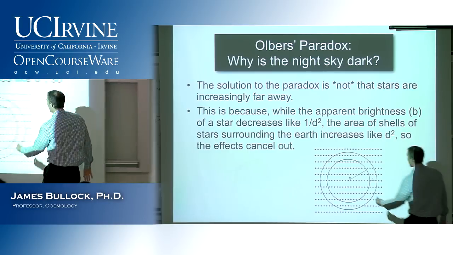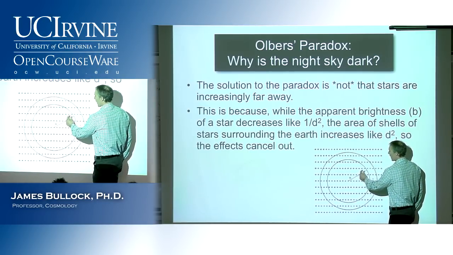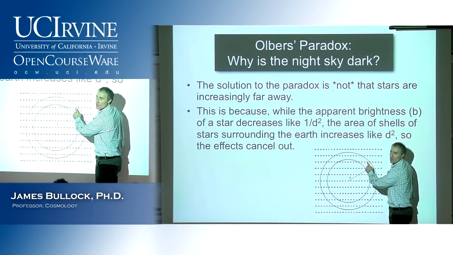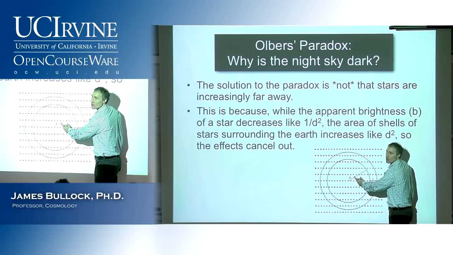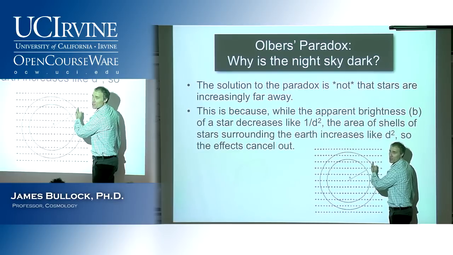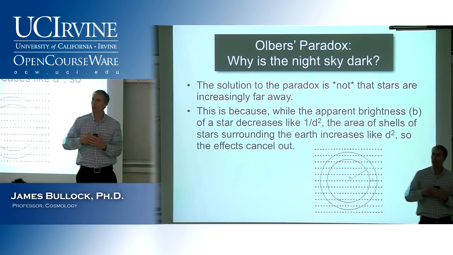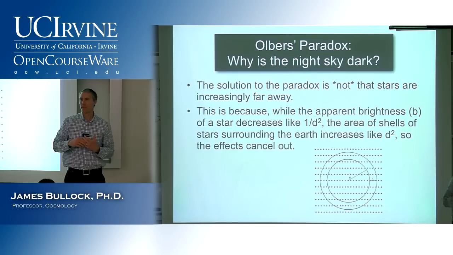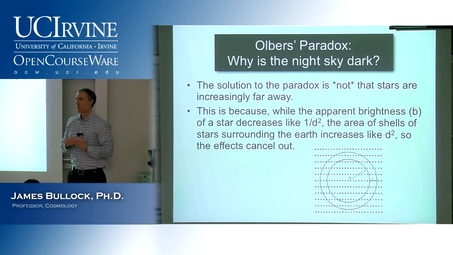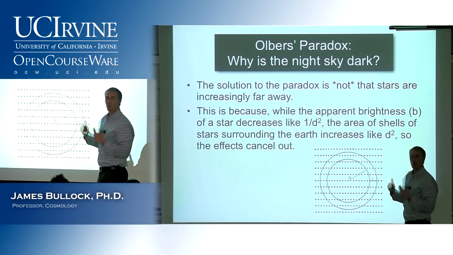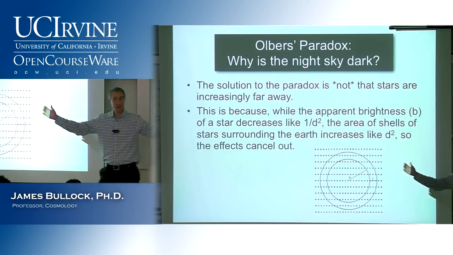So for every basically tiny little wedge you look out, you will see more stars that are far away than you will see that are close. And so the fact that those stars that are far away look dimmer is entirely compensated by the fact that there's just more of them. So you actually don't win by this idea that they're dimmer because they're far away.